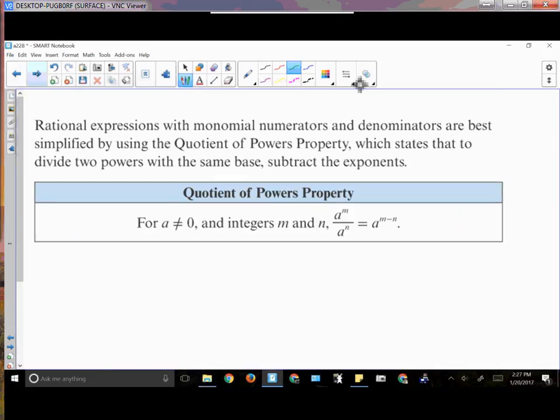Okay. This is the rule that we've used before. Quotient of powers property. Now we also kind of looked at this, that if we had A to the M over A to the N, I could bring this up and now it would become A to the what?